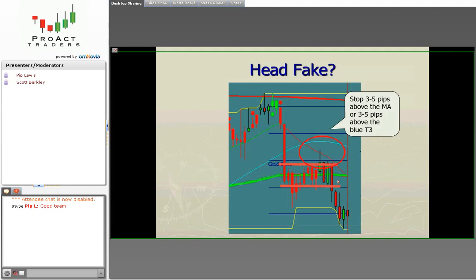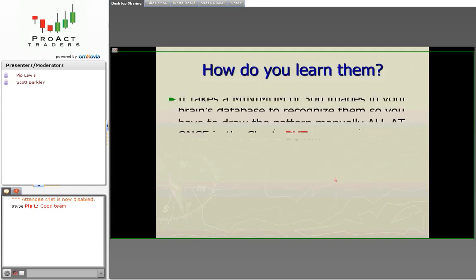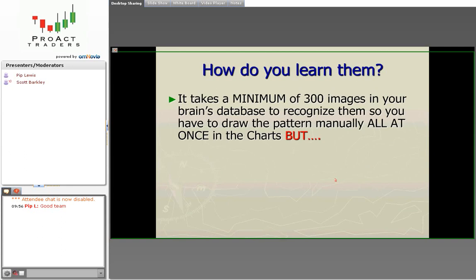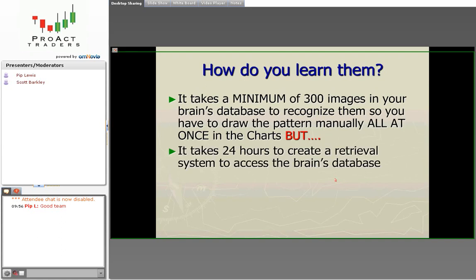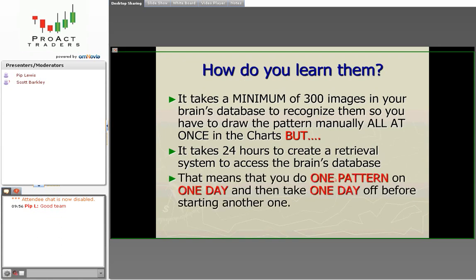So how do you learn them? It takes a minimum of 300 images in your brain's database to recognize them. So you have to draw the pattern manually all at one time in the charts. But it takes 24 hours to create a retrieval system to access the brain's database. So you do any pattern, especially this one, on one day, do them all 300, and then you take the next day off and don't do any of them. That allows you to get what we call reticular cognition.